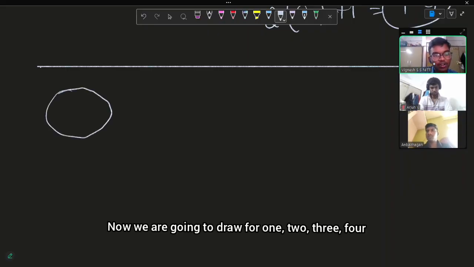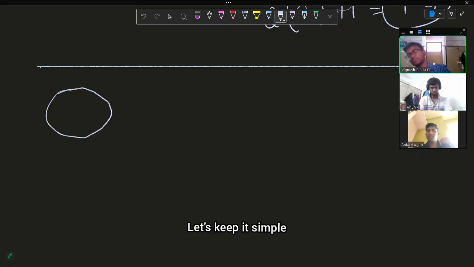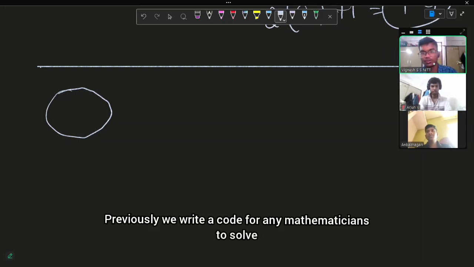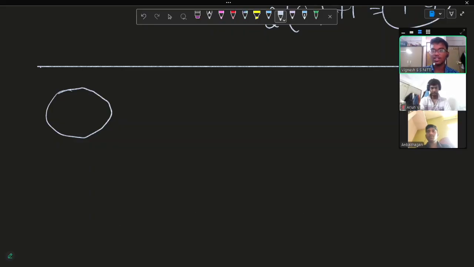Now we are going to draw for 1, 2, 3, 4. Let's keep it simple: 1, 2, 3, 4, 5. We'll start with that. Now our approach is different. Previously, we wrote code for mathematicians to solve or understand. Now the machine should learn and understand, so we will write for that purpose. So we'll write 1, 2, 3, 4, 5.